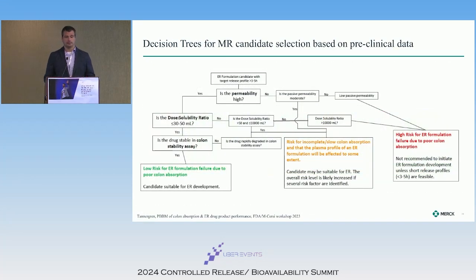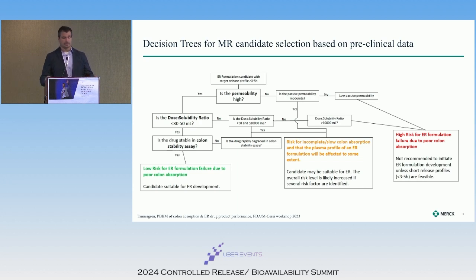And then you can build this into a decision tree. And this is one that was published last year by AstraZeneca. So what they're looking at here is basically, you have a formulation candidate with a target release profile. They first look at your permeability. If you have high permeability, they look at your solubility. If you have high solubility, you look at stability. And if you're yes to all three, you're a low risk.